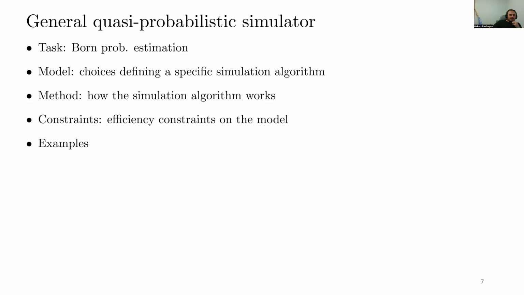So first, I'll do a high-level definition of the task, or what is the goal we're trying to achieve, and then I'll introduce how these simulators are constructed. Because they're very general, we need to first make a bunch of choices to actually get a simulator. And so the model is the set of choices you have to make before you have a specific simulation algorithm. I'll describe this, then I'll talk about the method, which is how the simulation algorithm works, and we'll talk about efficiency constraints, and finally I'll go through a number of examples.